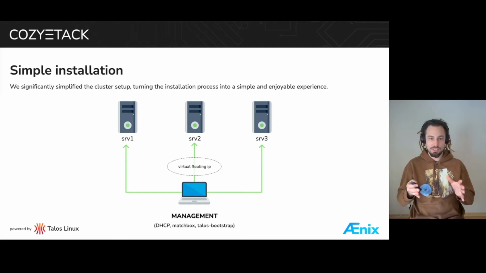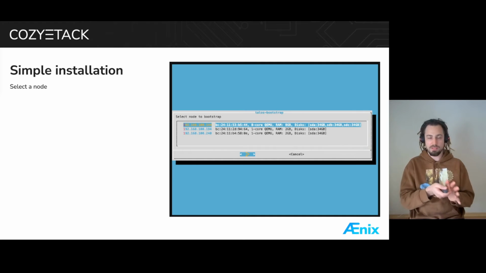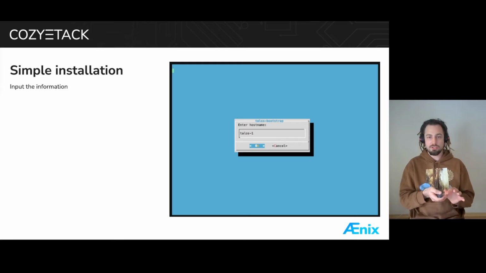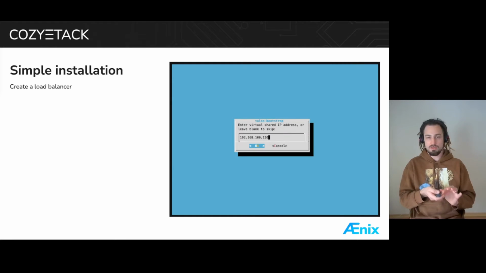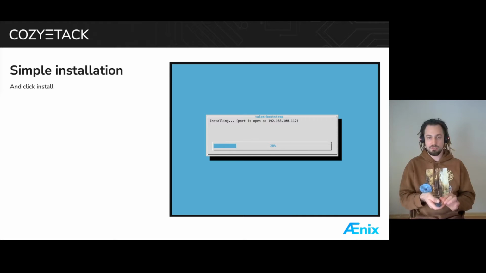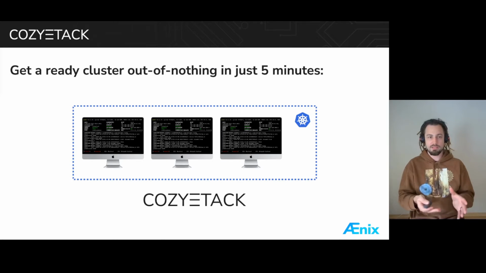You just connect your laptop to the same network as your hardware servers, turn them on, then choose them in the installer, and choose some parameters like host name, disk to install, IP address configuration, and click next, next, next. In 5 minutes, you have a ready cluster.